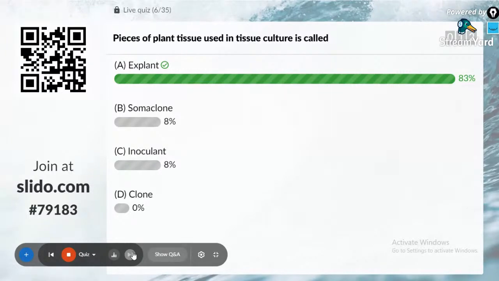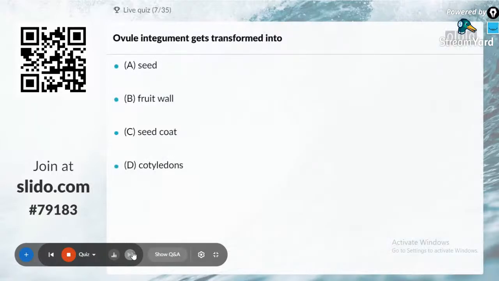Seventh question on the screen. The ovule integument gets transformed into: seed, fruit wall, seed coat, or cotyledon? One of the simplest questions of today's quiz.